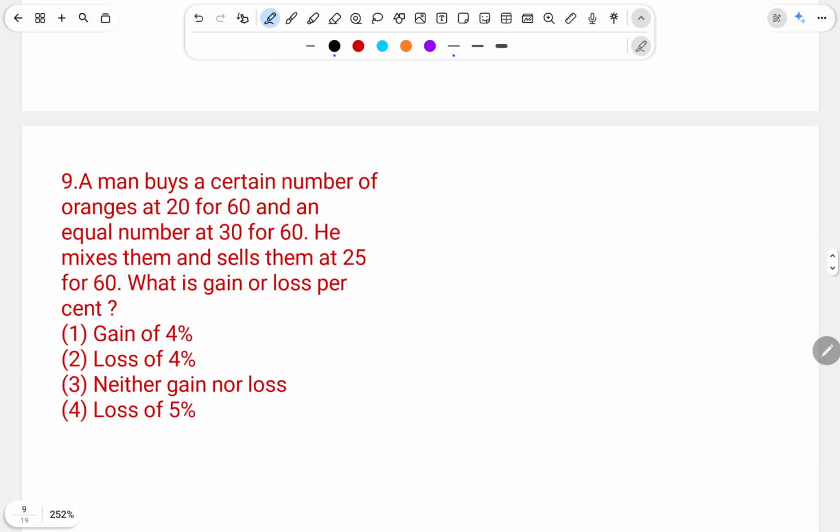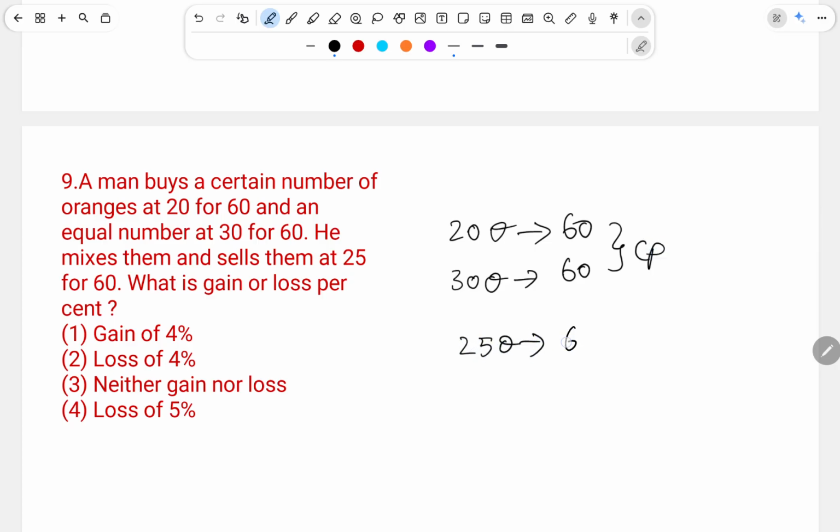Then a man buys a certain number of oranges at 20 oranges for 60 rupees, and an equal number of oranges at 30 for 60 rupees. This is CP. He mixes them and sells them at 25 oranges for 60 rupees. This is SP. What is the gain or loss percentage?